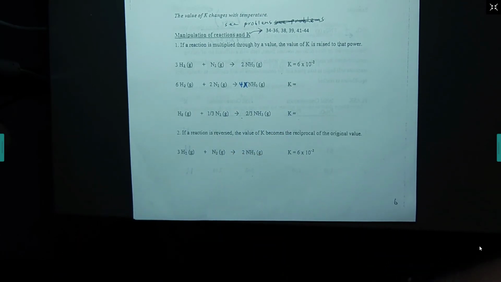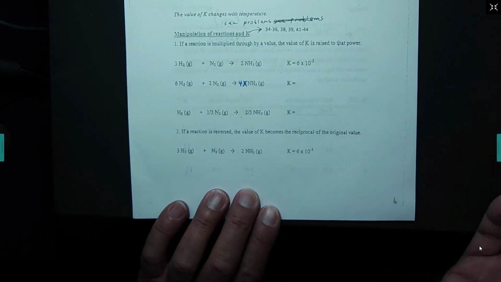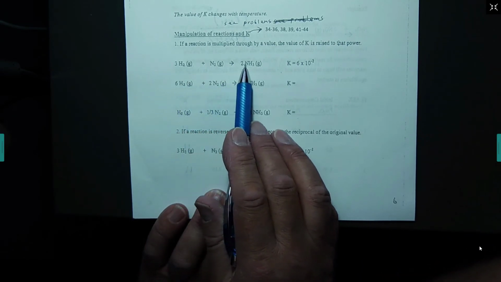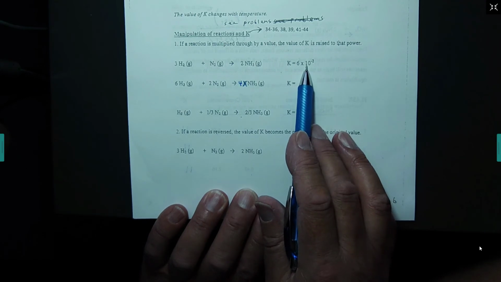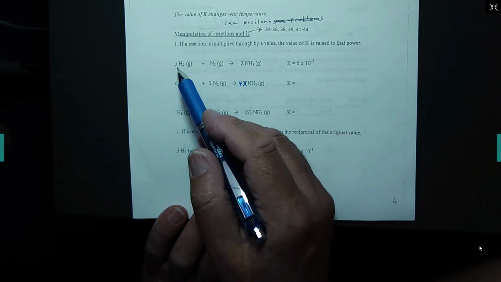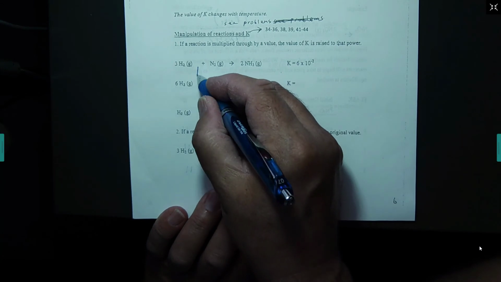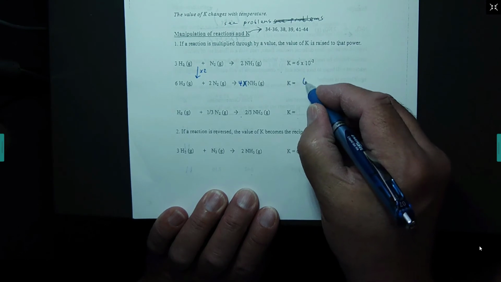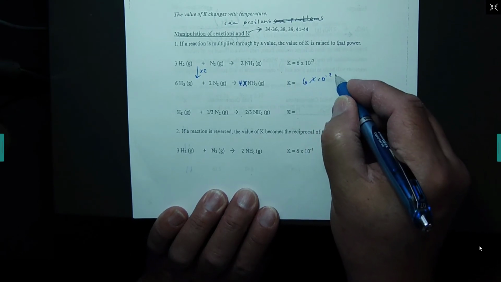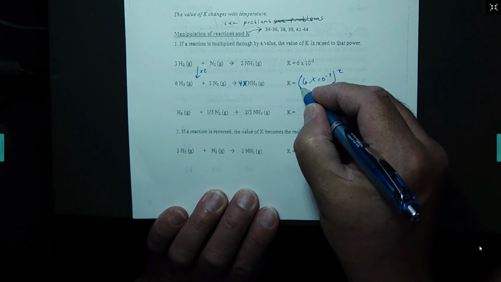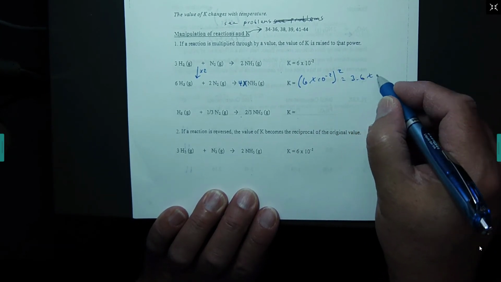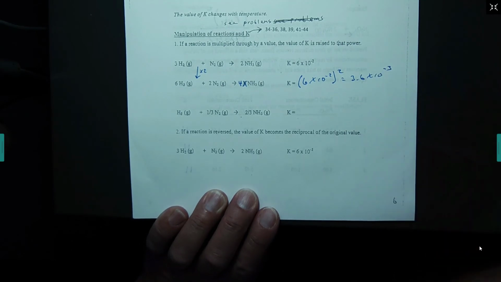Now, it doesn't work the way you might assume. You might think, oh yeah, I'll just take the value of K and multiply by 2. No. If you multiply coefficients through, you raise K to that power. So to get from here to here, I had to multiply by 2. What's the new value of K? 6 times 10 to the negative second power, squared, which gives me 3.6 times 10 to the negative third power.